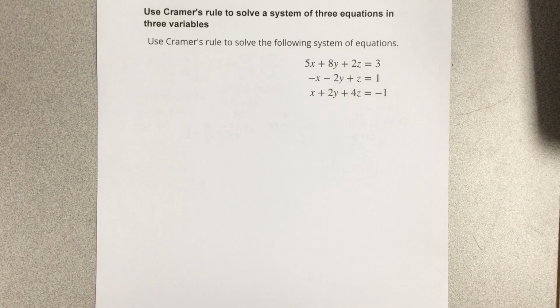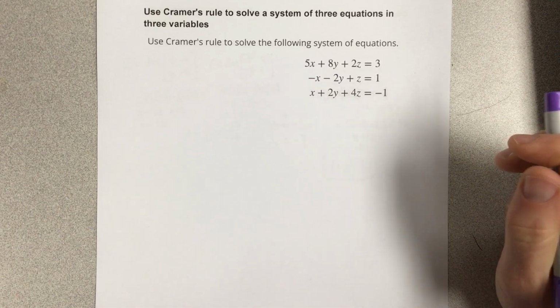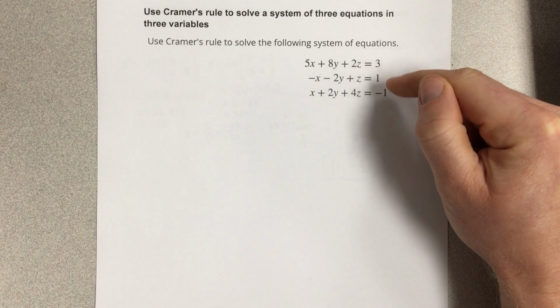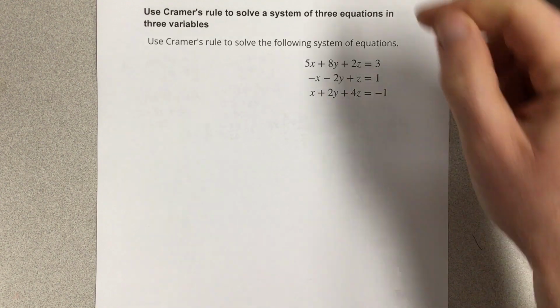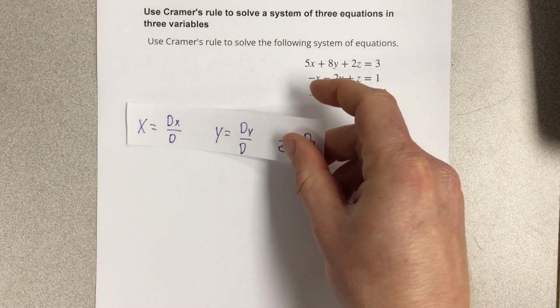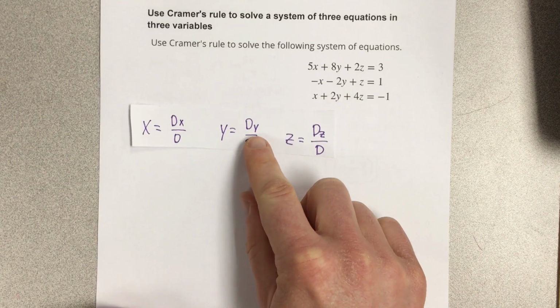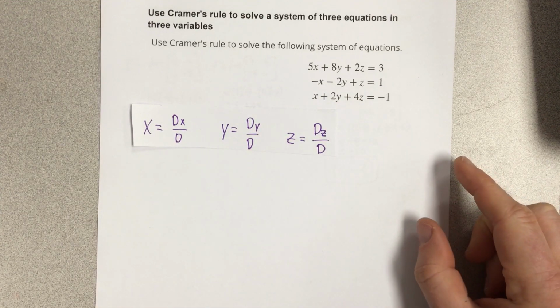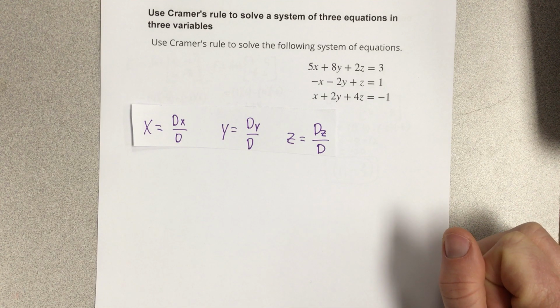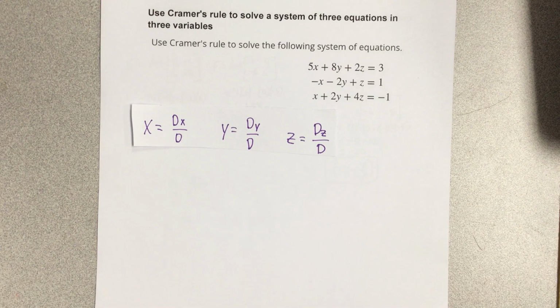In this video, we're going to use Cramer's rule to solve a system of 3 equations and 3 variables. They give us a system of equations with 3 variables, and we're going to use Cramer's rule to solve for x, y, and z. First thing we need to know is that x is going to equal Dx divided by D, y is going to equal Dy divided by D, and z is going to equal Dz divided by D.